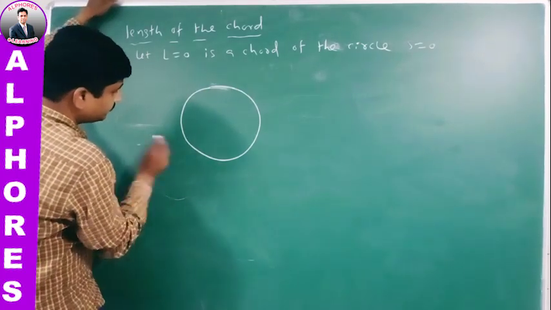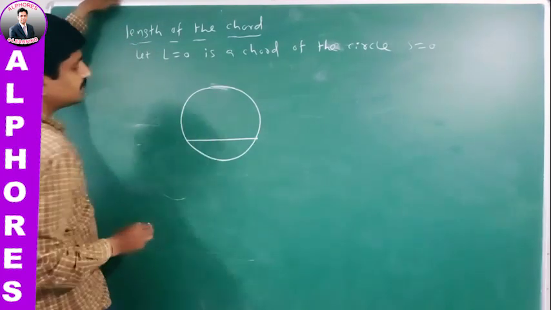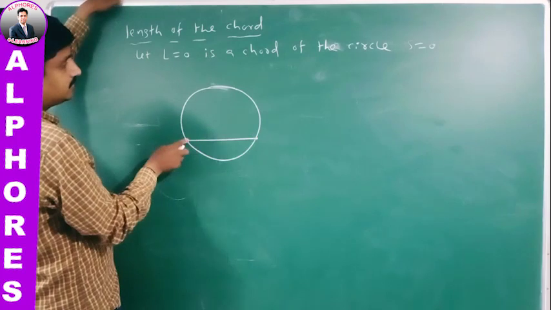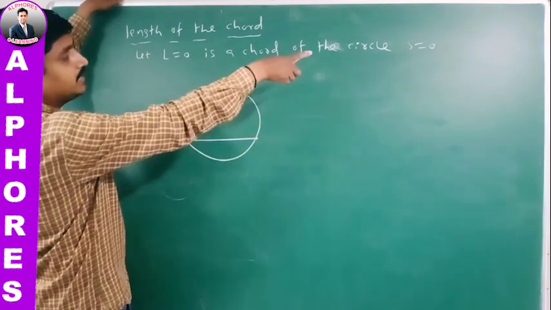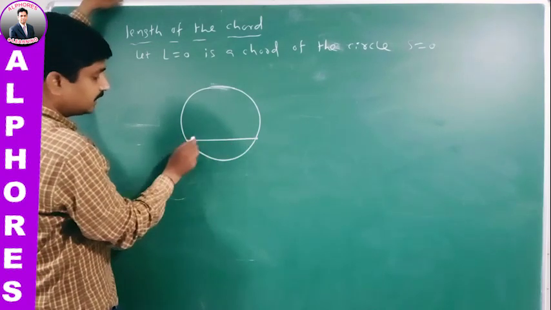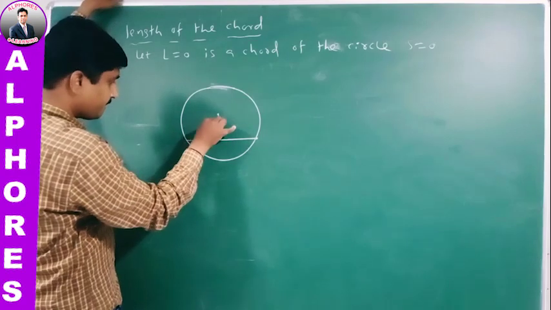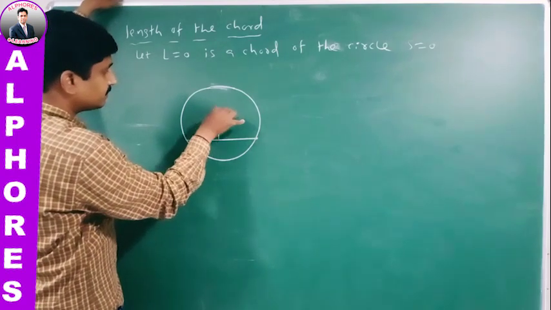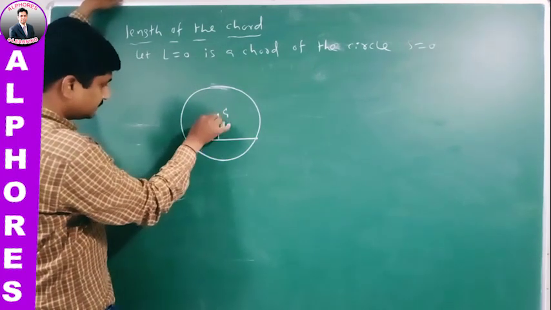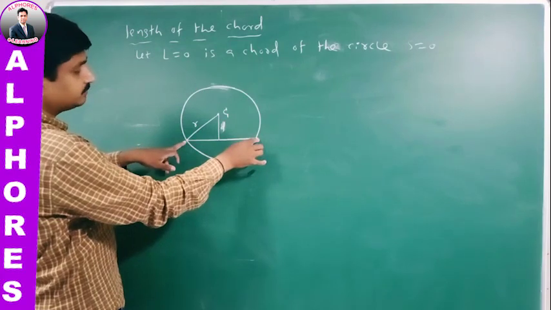Here, this is the chord. This line L equal to 0, this chord, is a chord of the circle S equal to 0. Here the length of the chord is required. Observe here, this length is small d, this is r. The length of the chord is required here.